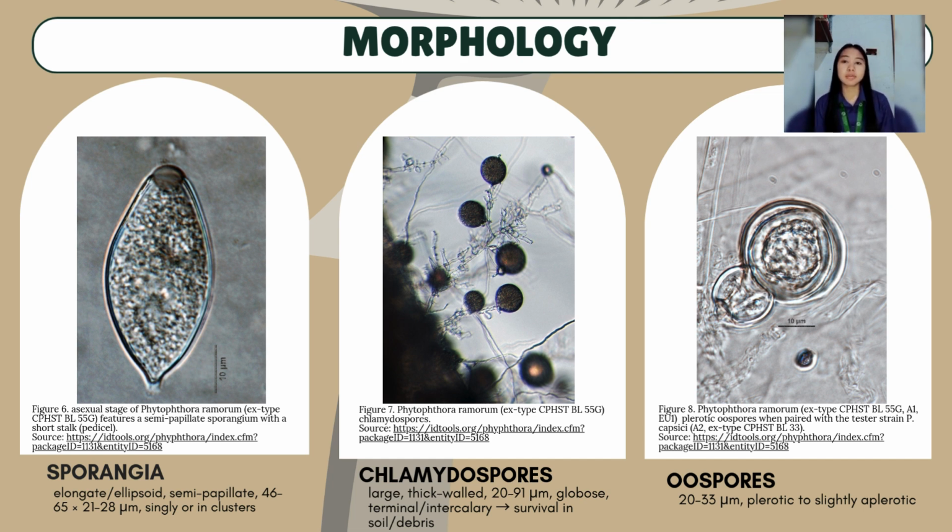These serve as long-term survival structures, allowing the pathogen to persist in soil, water, and plant debris even without a host. Although sexual reproduction is rare, Phytophthora ramorum can produce oospores. These are round thick-walled structures that form when compatible mating types interact, providing additional durability under harsh conditions. Together, these structures explain why the pathogen is persistent, highly infectious, and difficult to eradicate.